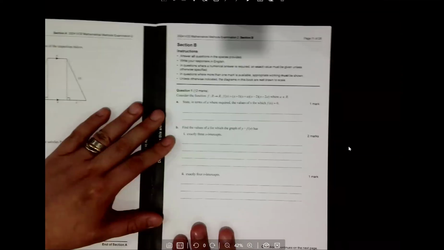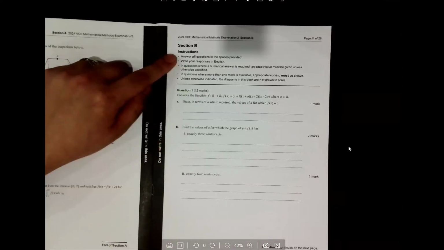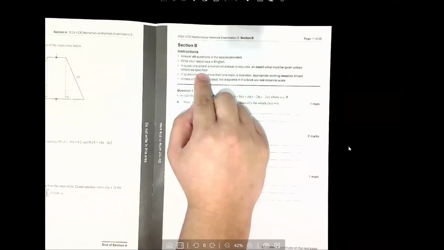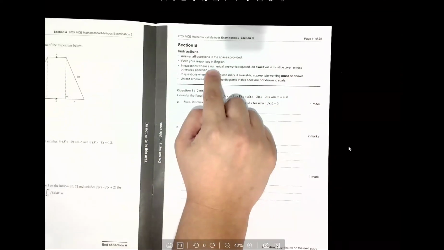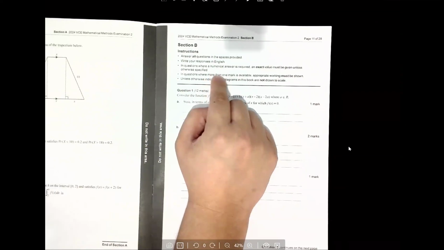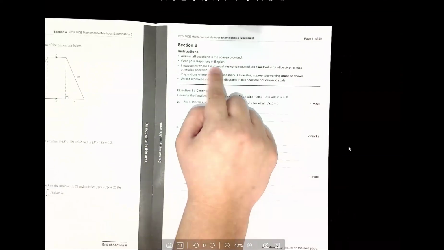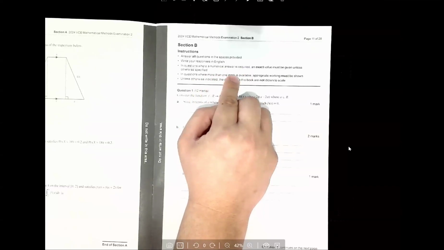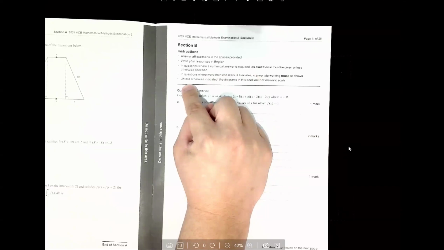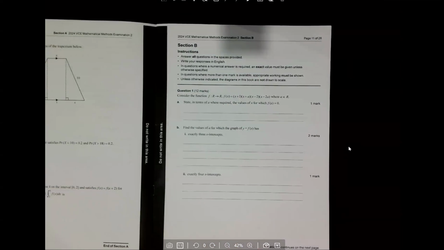60 marks. Answer all questions in the spaces provided. Responses in English. Wherever a numerical answer is required, an exact value must be given unless otherwise specified. In questions where more than 1 mark is available, appropriate working must be shown. So this clause here, if they don't tell you to round your answer correct to some decimal places, just give them thirds or whatever it is, okay? And in questions where more than 1 mark is available, appropriate working must be shown to guarantee the method mark. And unless otherwise indicated, the diagrams in this book are not drawn to scale.